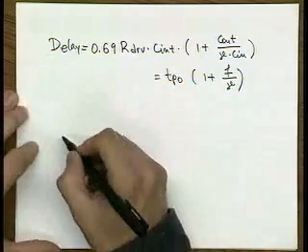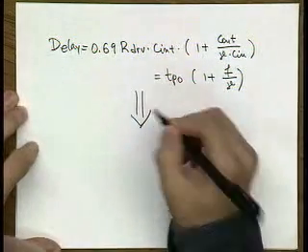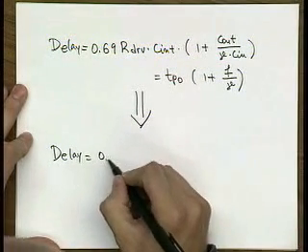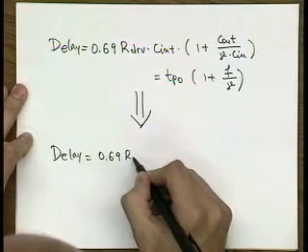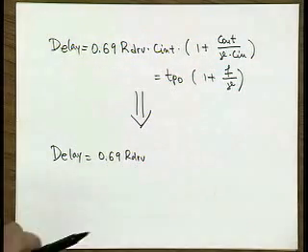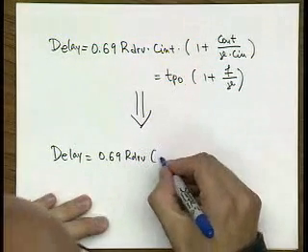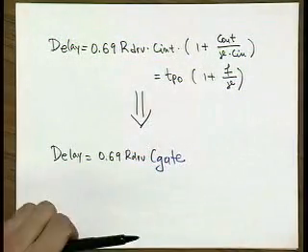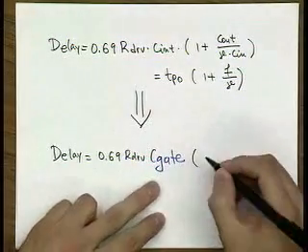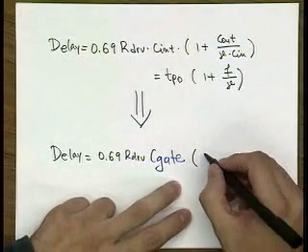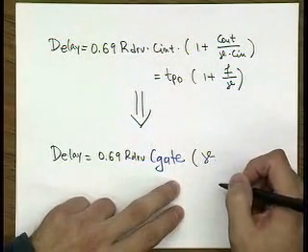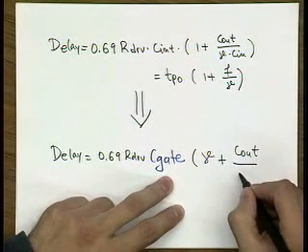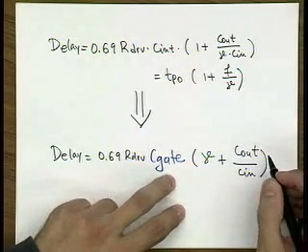So let's write this delay in a different way. Let's say my delay is equal to 0.69 R drive, and now I'm going to use C gate. If I use C gate, what I'm going to have over here is gamma plus C out over C in.